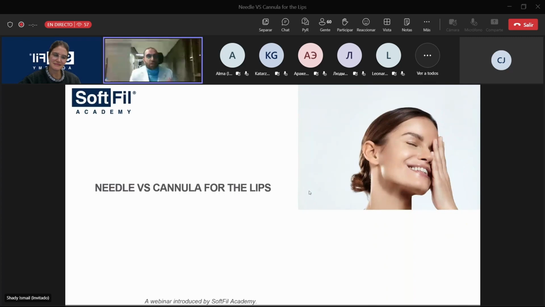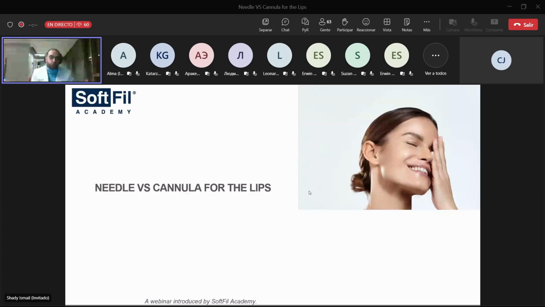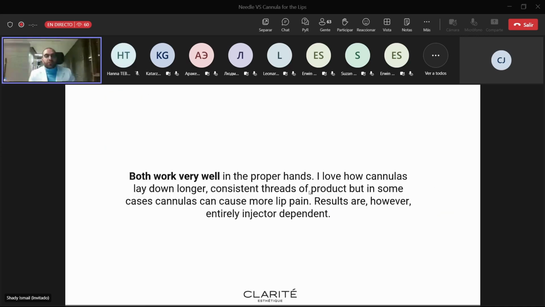I just want to discuss briefly, is it cannula or is it needle? Because I attend a lot of lectures and I see people say I'm a cannula guy or a needle guy. No, it's not about just one tool. You have to understand how to use all tools to reach your goal, what you need to achieve. So, which is better? Both work very well in the proper hands.